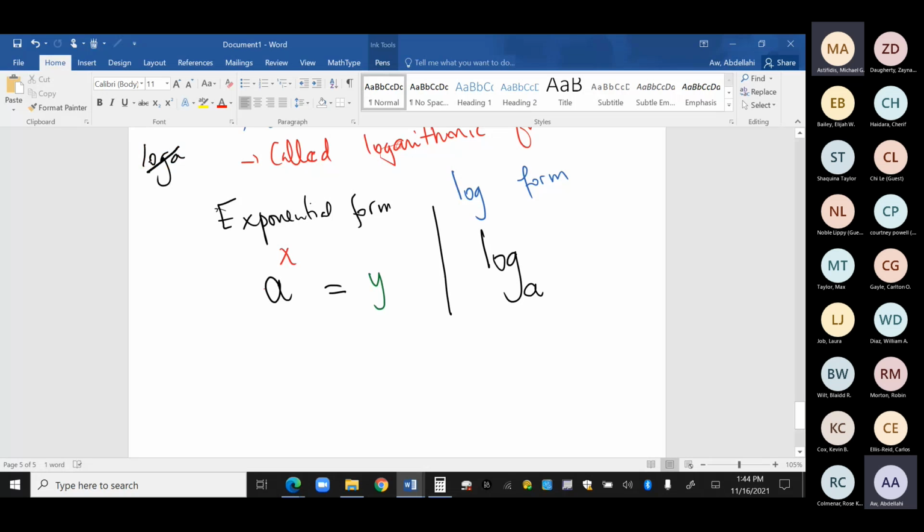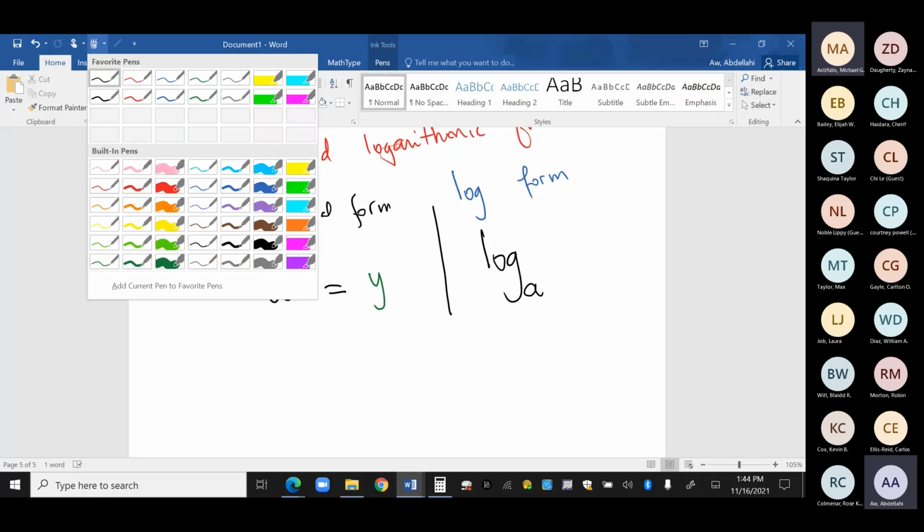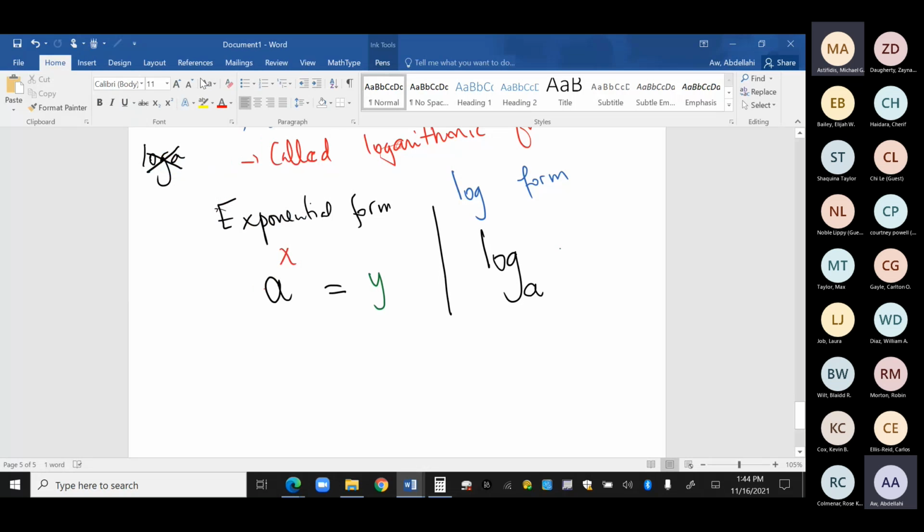Now, who was the input? The x was the input and y is the output. So it's going to be log base a of y. Now y becomes the input here, is equal to what? x is going to be the output. Everybody see that? These two forms are exactly equivalent. They exactly mean the same thing. If a to the x power is equal to y, then log base a of y is equal to x.